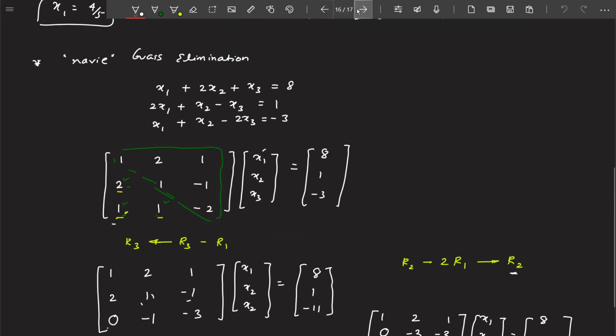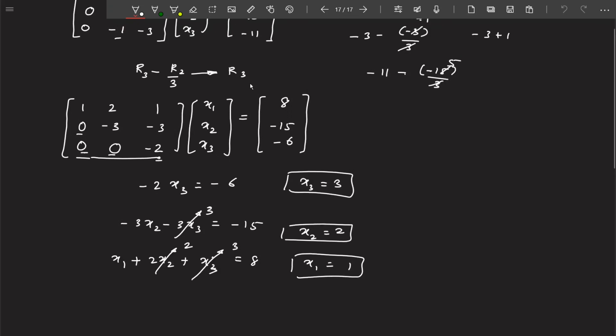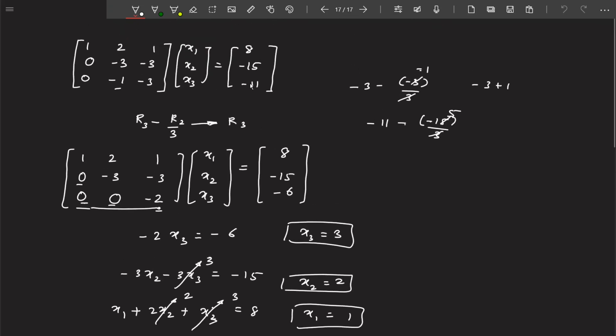So I hope you guys have understood what Gauss elimination is and how to perform Gauss elimination. And this elimination is known as naive Gauss elimination. So in the next lecture, we are going to see what the disadvantages of this naive Gauss elimination are and how to circumvent those pitfalls. We are going to see that in the next lecture.